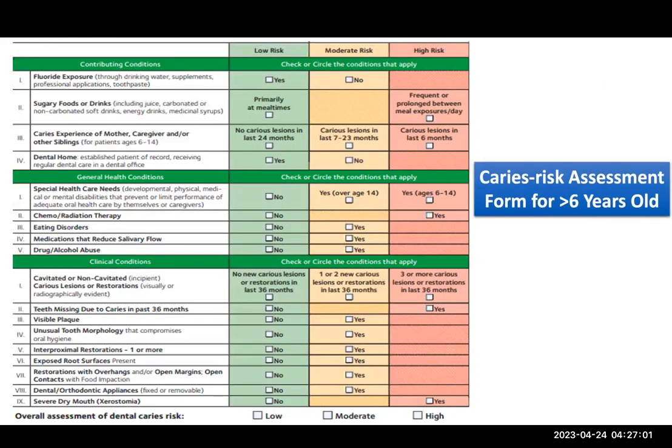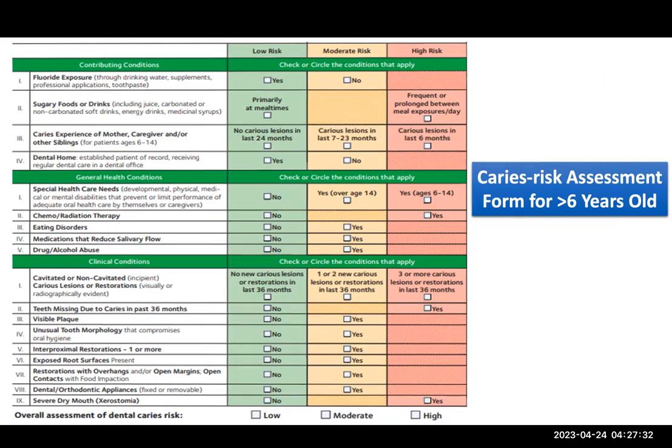Similarly, for the 6 years and above group, the chart is nearly the same with certain additions of eating disorders, medications or drug usage, or radiation therapy. These factors have been added for this particular age group. Unusual tooth morphology, interproximal restorations, exposed root surfaces, overhangs, and open margins have also been added in this case.